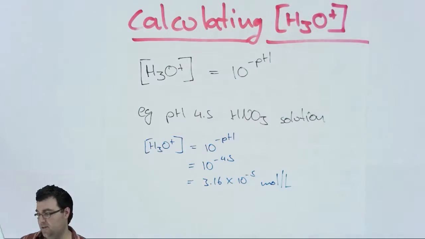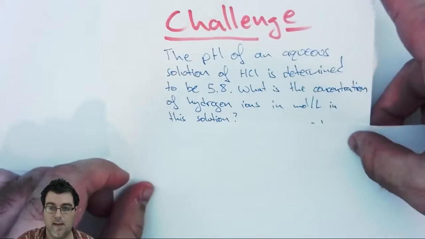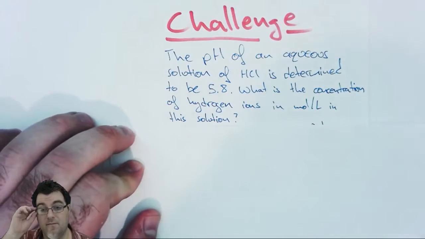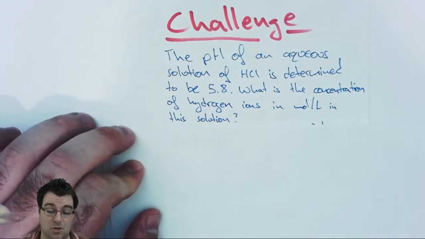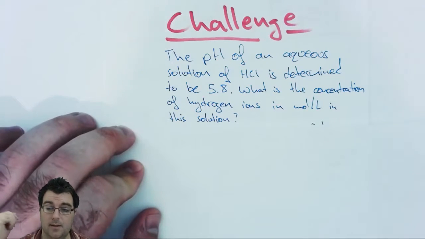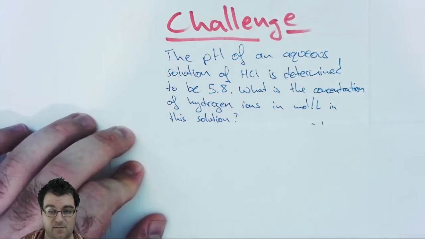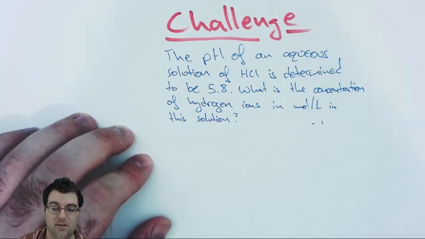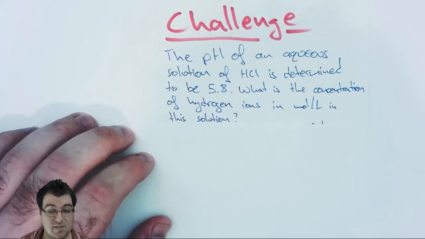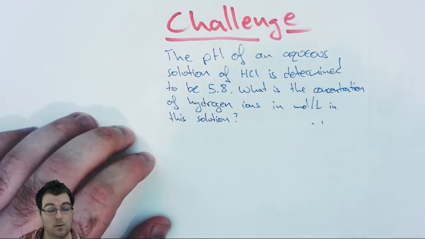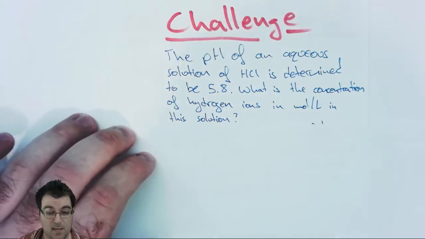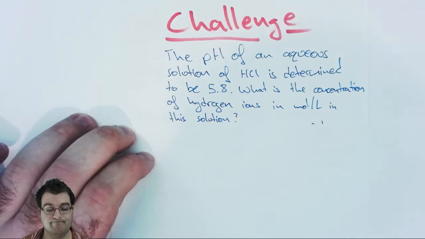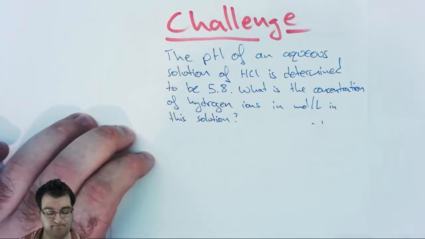Alrighty, let's finish ourselves off with one last challenge just to wrap this up. And that challenge is if we have the pH of an aqueous solution of hydrochloric acid, and that was determined to be 5.8, what is the concentration of hydrogen ions in this solution? All right, so just remember this is a challenge. Hit pause, give it a go at home, and once you've done that, hit play and I'll go through the answer. All right, don't forget to hit pause.